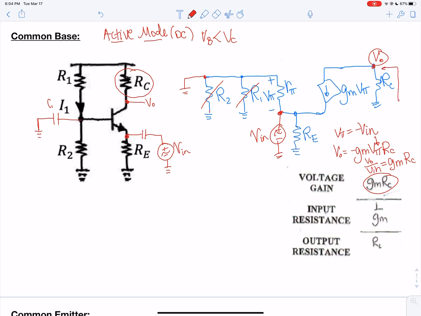Your output is going to be where your output is located. So our output is here, which, as you can see, is just RC. And your input is going to be right here at the emitter side. So it is going to ignore the RE because it's bypassed by the Vn. And all you're going to see is, from the resistance reflection, that 1 over GM. And so that is where those values come from in the equation set.